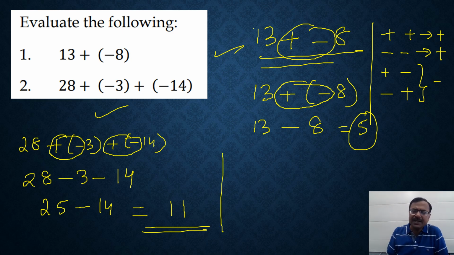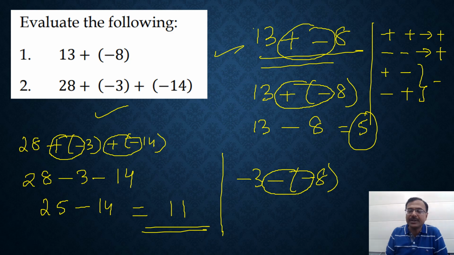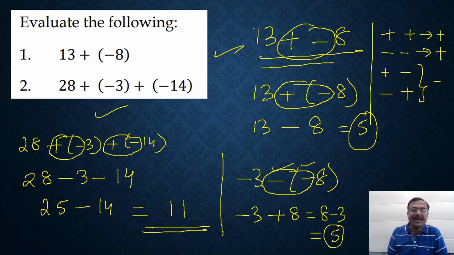Likewise, you can have two signs which are negative. Suppose I give you minus 3 minus minus 8. Now whenever you have these two signs together, you have to group them into a single sign. So minus 3, minus and minus, when the signs are the same, gets you a plus, and therefore minus 3 plus 8, or simply 8 minus 3, gives you 5, and that will be the answer for the question.